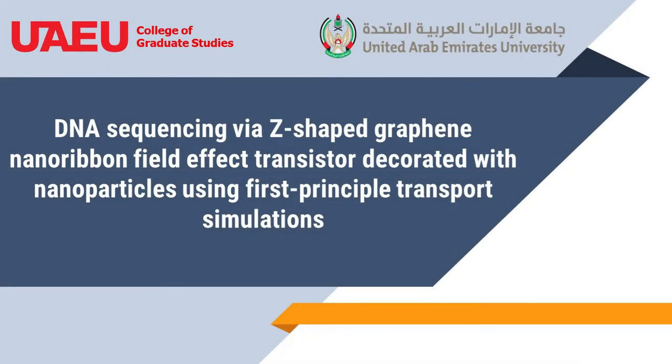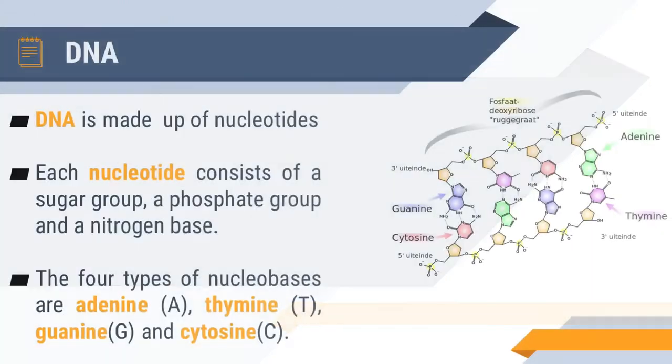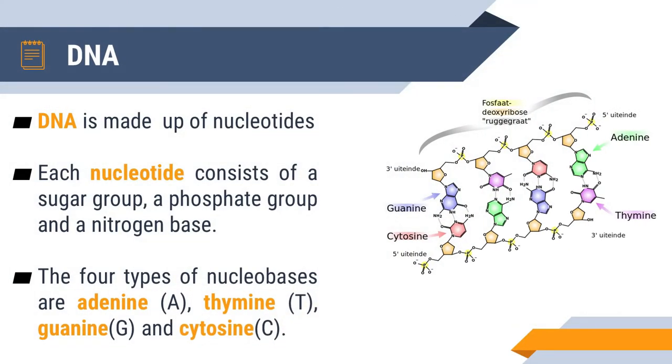Our main objective in this work is to identify the DNA sequence by our novel Z-shaped graphene field effect transistor. Here we can see the chemical structure of DNA. It is made up of nucleotides. Each one of these nucleotides consists of a sugar group, a phosphate group, and a nitrogen base.